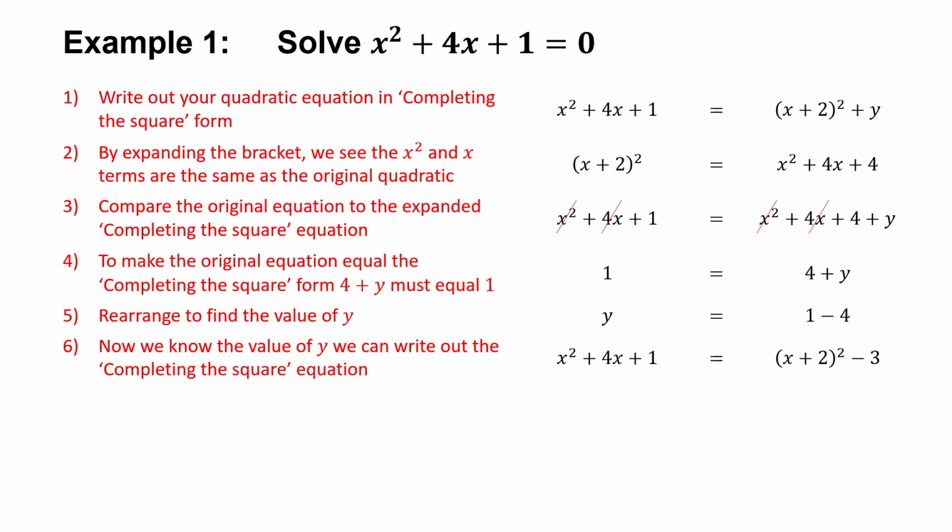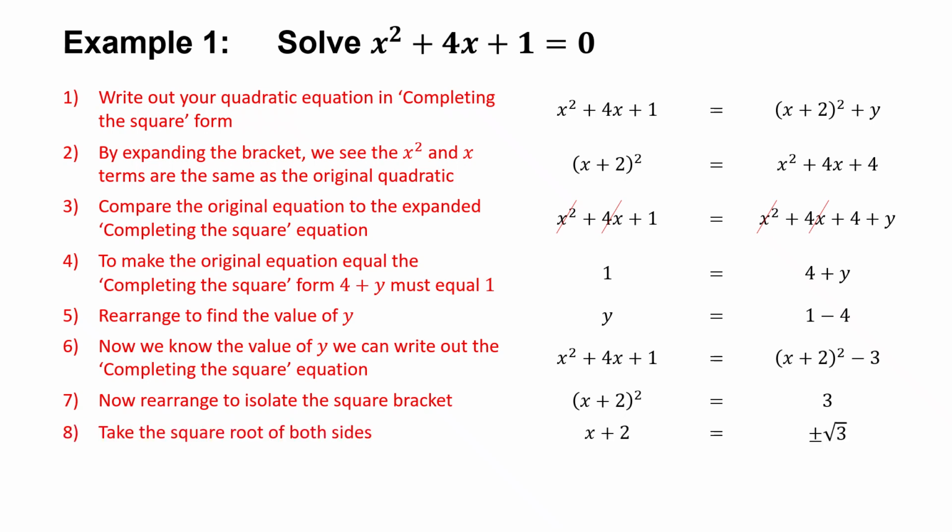So now what we want to do is rearrange this to isolate x by itself. First of all, we're going to move the y term, this minus 3, to the right hand side. So we have x plus 2 squared is equal to 3. We now take the square root of both sides, and we get that x plus 2 is equal to plus or minus root 3. And now we're going to move the 2 across, and we get x equal to plus or minus root 3 minus 2.